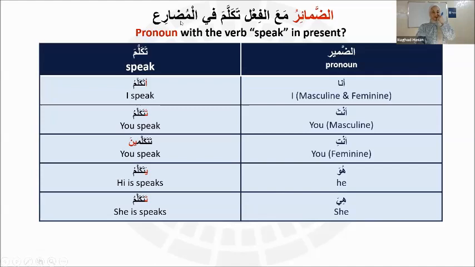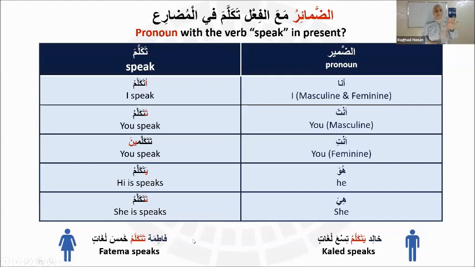Okay, so أنتِ, you feminine, تتكلمين, and هو يتكلم, he speaks, right? As you see here, I put ya for هو, so هو يتكلم, and the last one is هي تتكلم. So she speaks. I just add a ta letter for she here. خالد يتكلم تسع لغات. Khalid speaks 9 languages. And فاطمة تتكلم خمس لغات. Fatima speaks 5 languages. Okay.